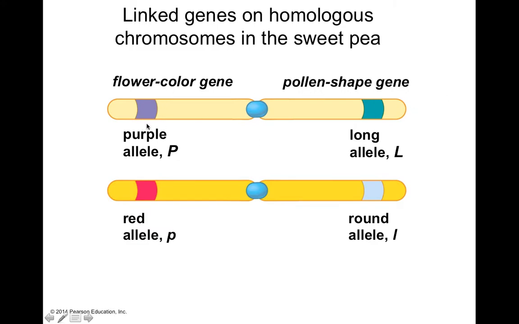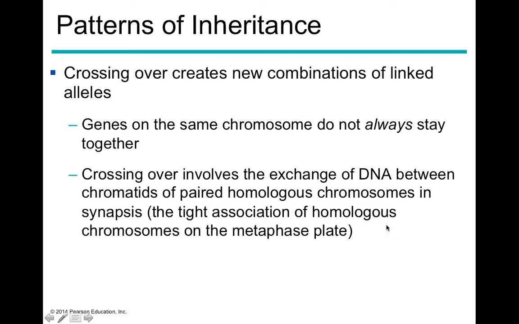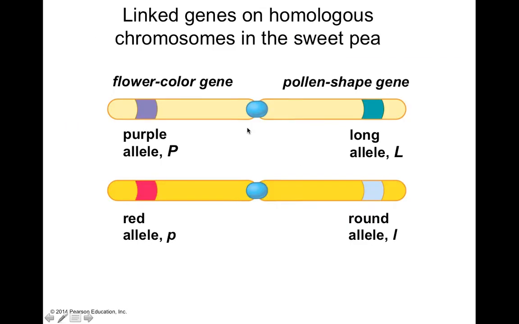So that means that the purple allele and the long allele are on the same chromosome, and the red allele and the round allele are again on the same chromosome. And so when they separate out during the metaphase plate, they're actually separating to opposite sides. But interestingly enough, this actually led to the knowledge that genes that are on the same chromosome don't have to always stay together. So if we go backwards here, there's a lot of space between this gene and that gene.